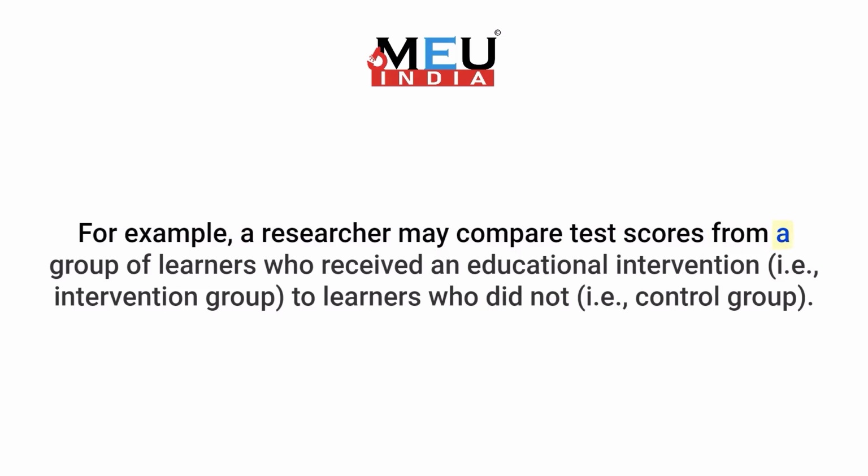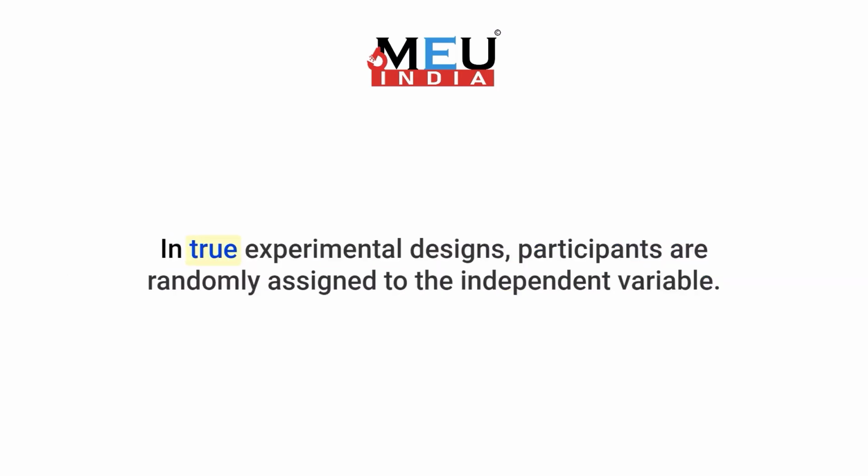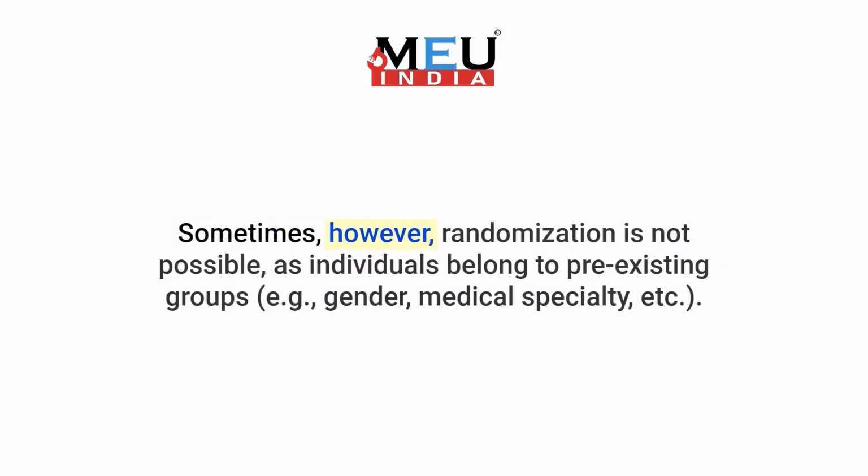For example, a researcher may compare test scores from a group of learners who received an educational intervention to learners who did not. Randomization is another important feature of experimentalism. In true experimental designs, participants are randomly assigned to the independent variable.